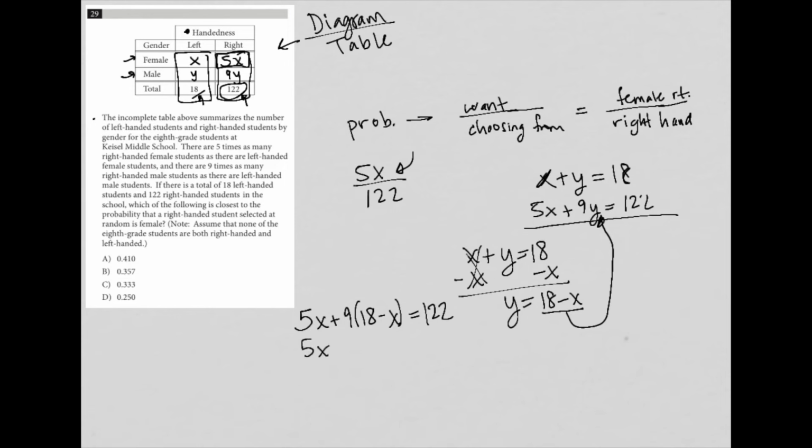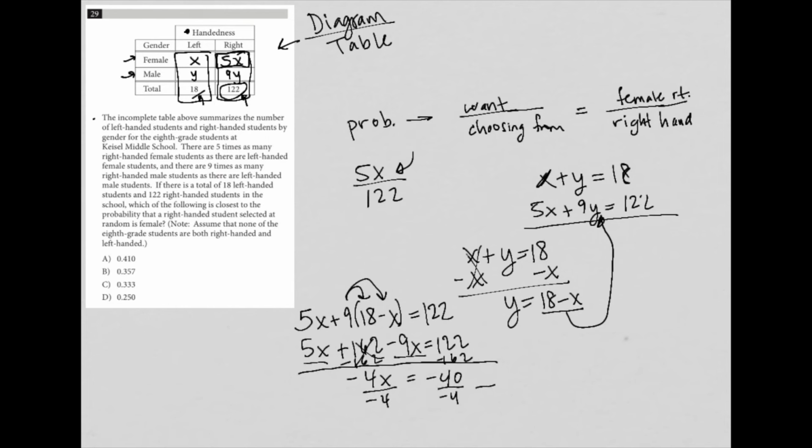So I have 5x. 9 times 18, I can use my calculator, and I see that that is equal to 162. 9 times negative x becomes minus 9x equals 122. Combining like terms here, 5x minus 9x is negative 4x. I'm going to also subtract 162 from both sides here. So I'm left with negative 4x equals 122 minus 162, which is negative 40. And dividing both sides by negative 4, I end up with x is equal to 10.